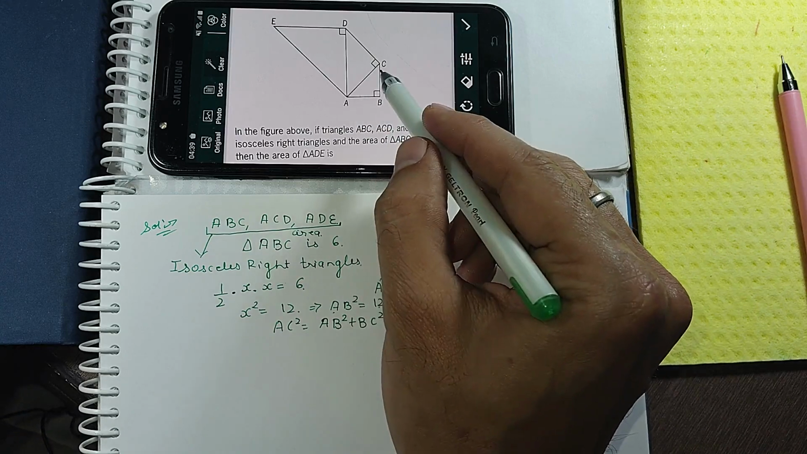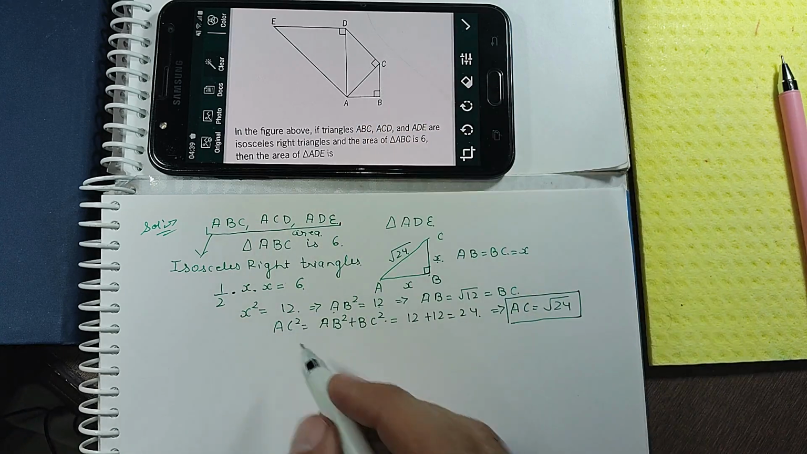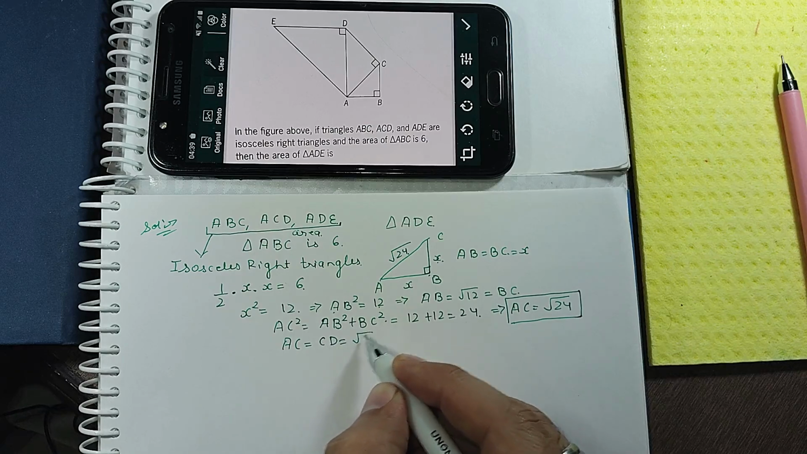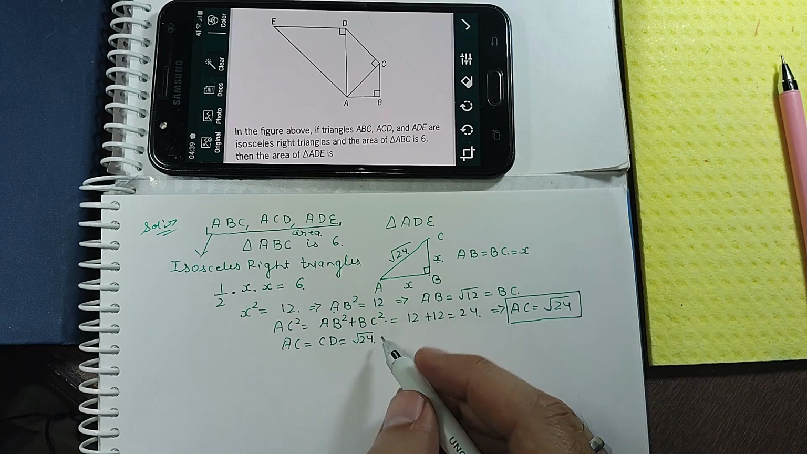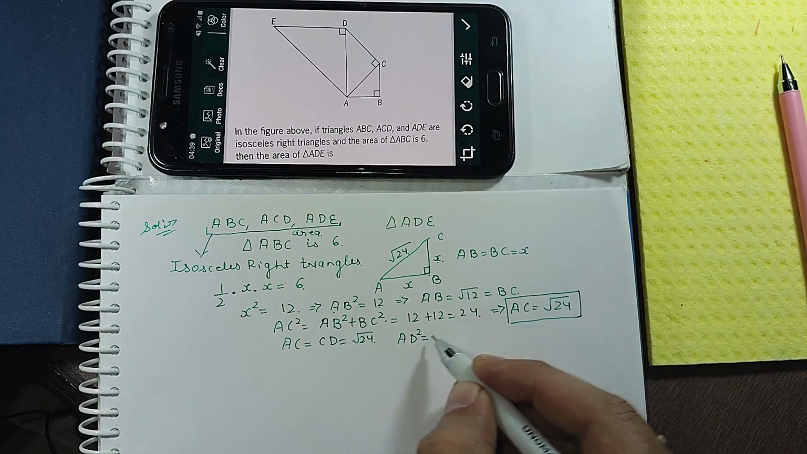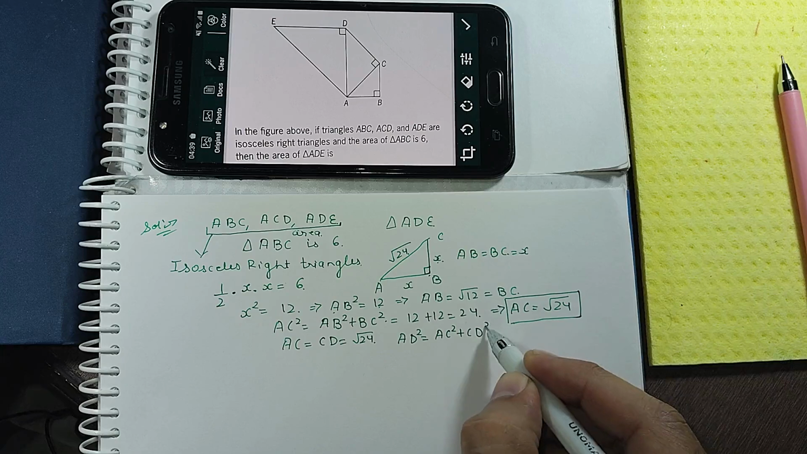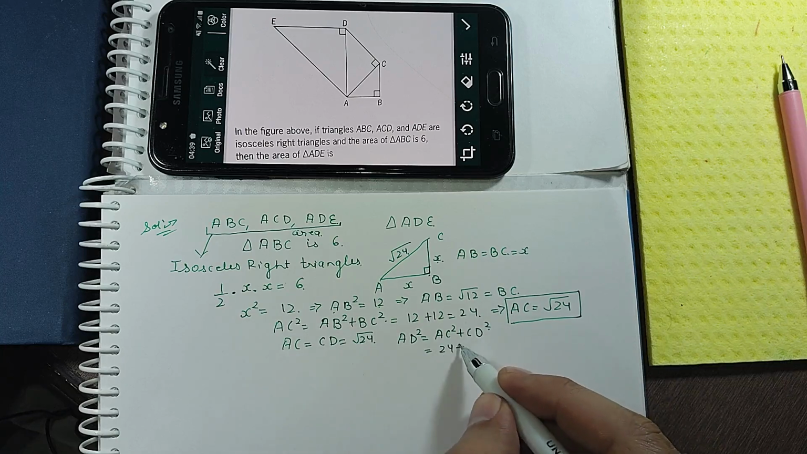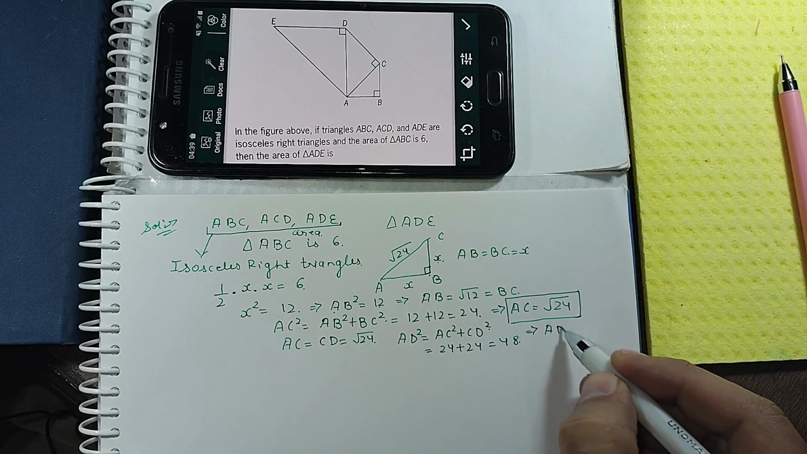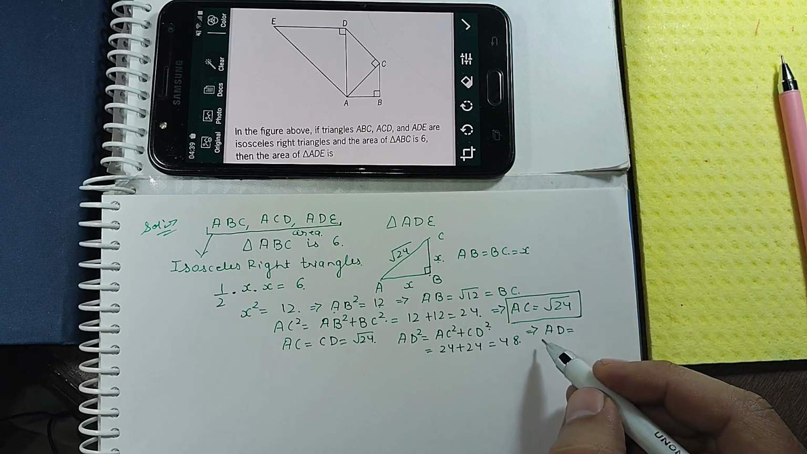Now AC is under root of 24, then CD will also be equal to under root of 24. So AC equal to CD equal to under root of 24. From this we can get the side AD. So AD square will be equal to AC square plus CD square. So AC square is 24 plus 24. So this will be equal to 48. So this implies AD will be equal to under root of 48.